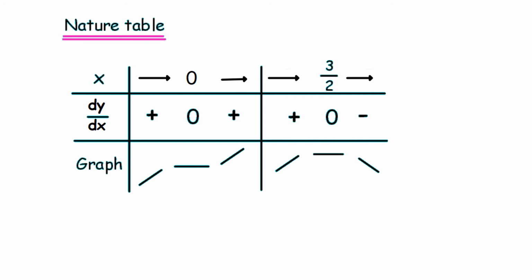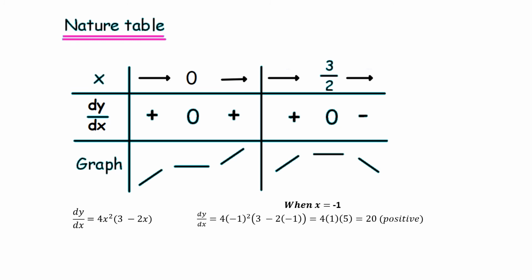Before 0, probably best going for -1, because that's relatively close, so I put -1 into the original equation, the dy by dx equation, and we get 4 bracket minus 1 squared, bracket 3 minus 2 bracket minus 1. That ends up being 20 as your answer. Again, you can type that into your calculator and double check, so you get 20 for that, and that is a positive. Between 0 and 3 over 2, we could go for when x equals 1, because 1 is after 0 and it's also before 3 over 2.